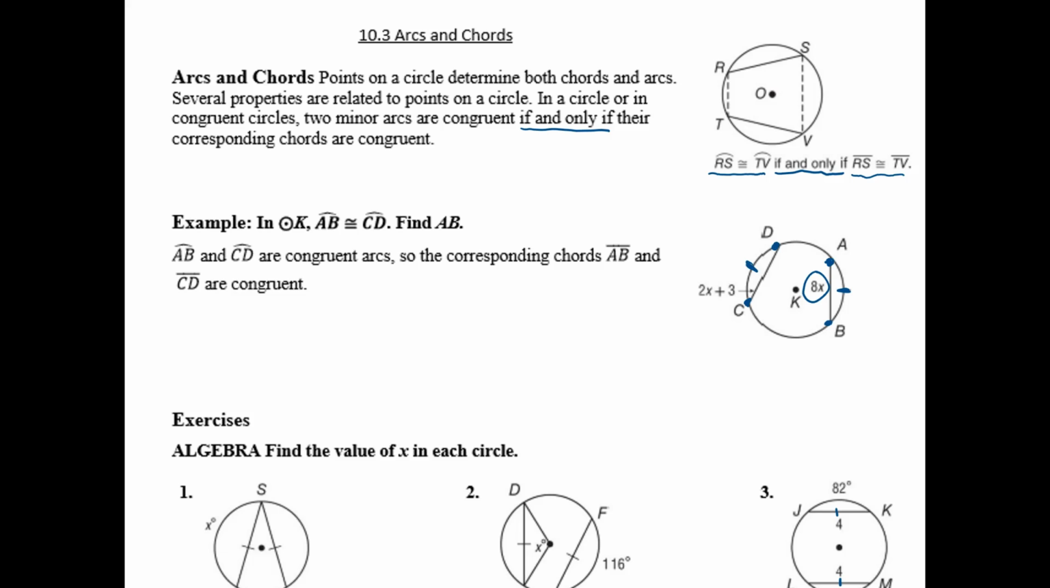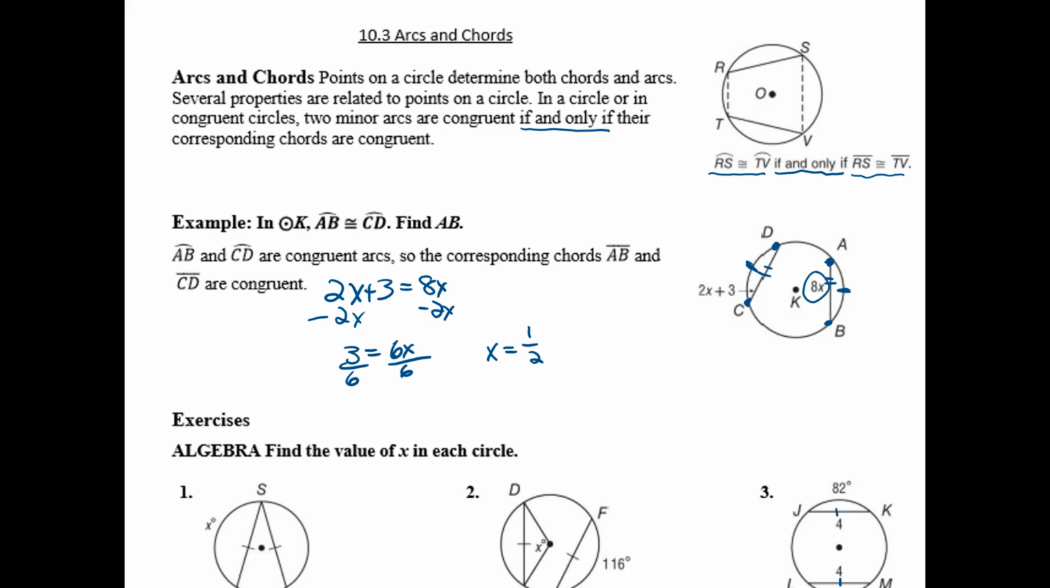We're going to use the fact that if these two arcs are congruent, then these two chords are going to be congruent as well. So we can state that these two chords are congruent, and so 2x plus 3 is equal to 8x. Then we can use our algebra skills to solve for x. So we get 3 is equal to 6x. Then we use the division property of equality and divide both sides by 6 and get x is equal to 1/2.